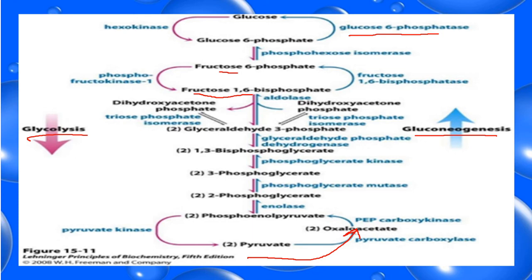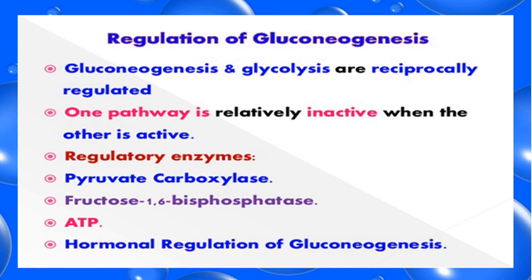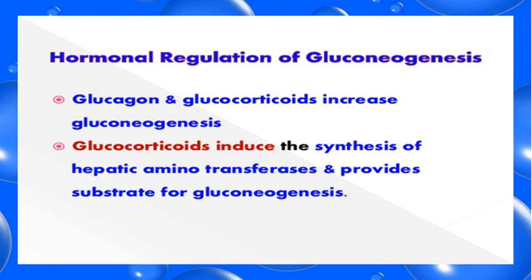Now we see how the gluconeogenesis process is regulated. Gluconeogenesis and glycolysis are reciprocally regulated. One pathway is relatively inactive when the other is active. The regulatory enzymes are pyruvate carboxylase and fructose 1,6-bisphosphatase, and also ATP. Then we see the hormonal regulation of gluconeogenesis.